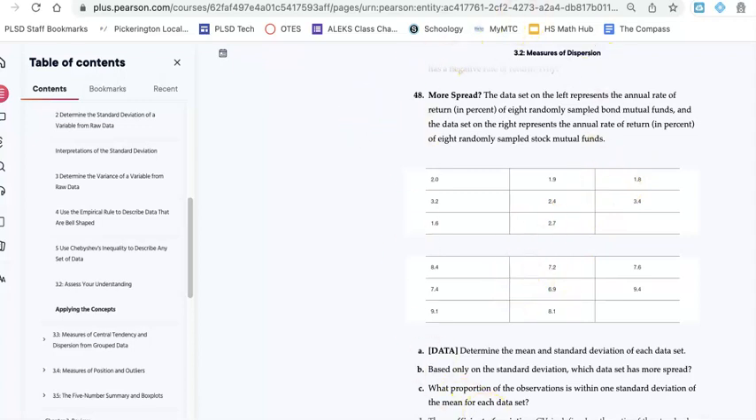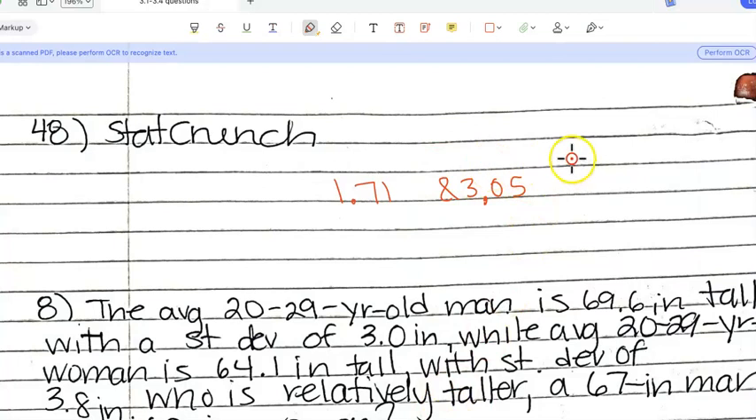standard deviation of the mean. So that means that 5 out of the 8 would be the proportion that fall within 1 standard deviation of the mean. Now you can list this in decimal form as well. It doesn't have to be a fraction.